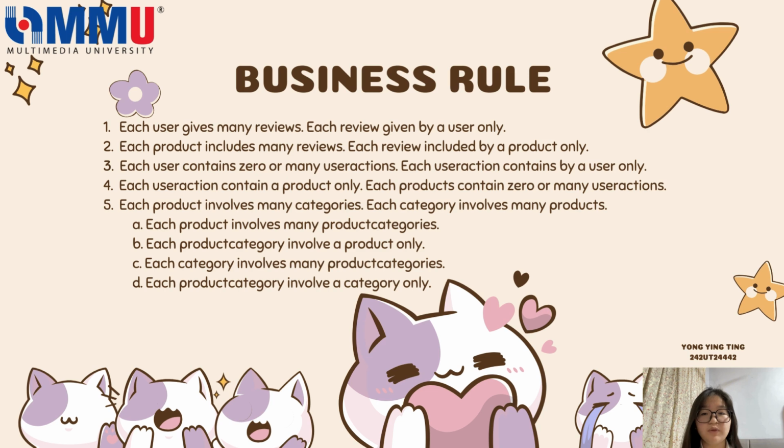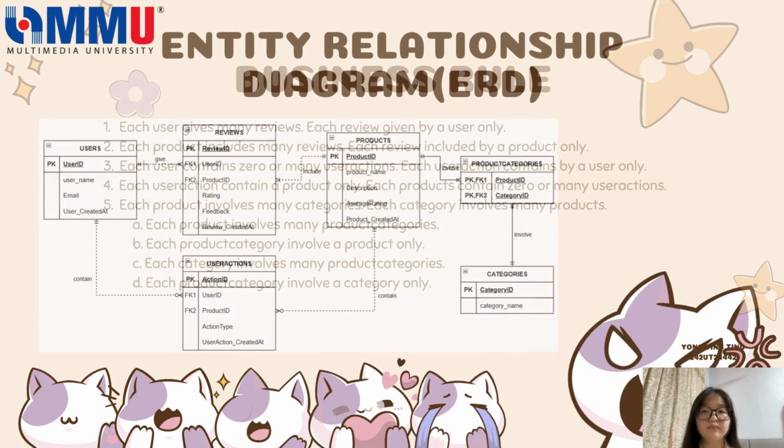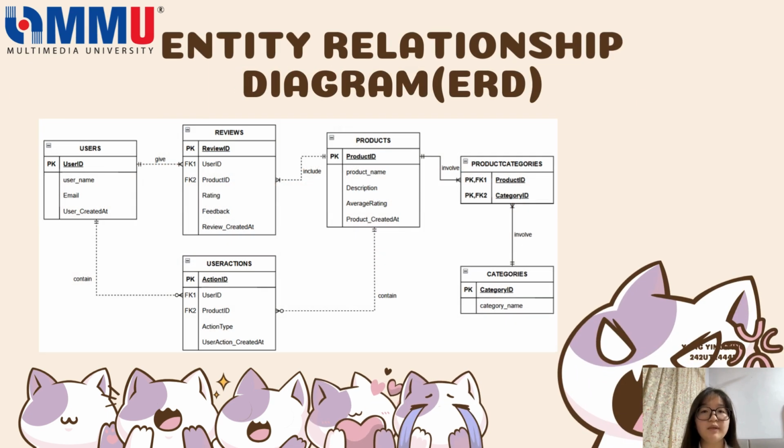For the next business rule, each product can involve many product categories, but each product category can involve a product only. For the last business rule, each category can involve many product categories, but each product category can involve a category only. Next, I will talk about the ER diagram, which is based on the business rules.